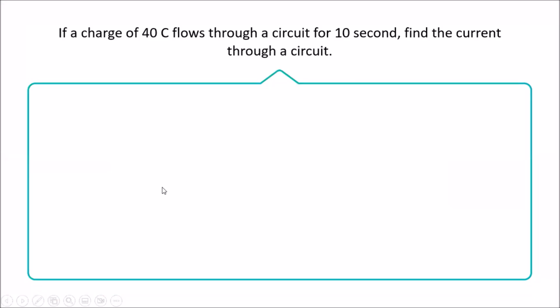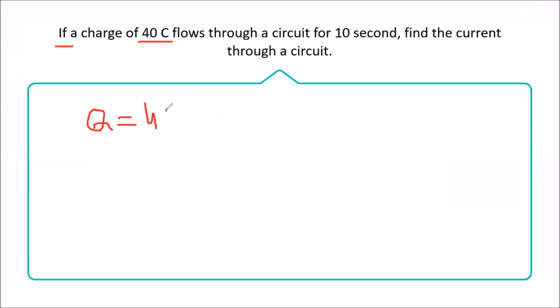Whenever we are solving a numerical, the first thing we need to do is read the question carefully. Many a time students do not read the question carefully and then they miss out on marks. So let's read the question. It says, if a charge of 40 coulomb. If you don't know what is given in the question, look at the unit and you will understand what is given. So we are being provided with a charge of 40 coulomb.